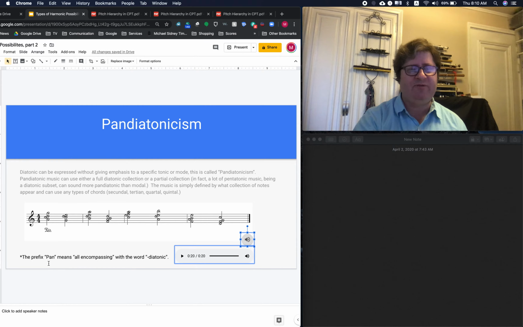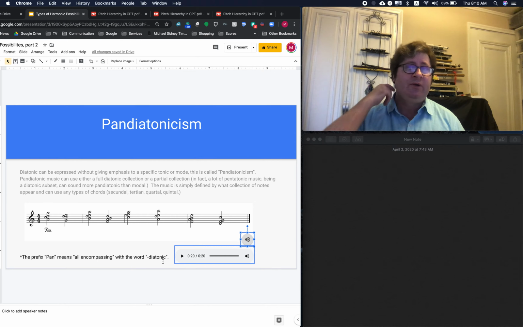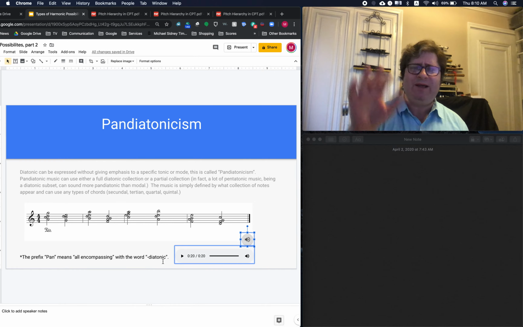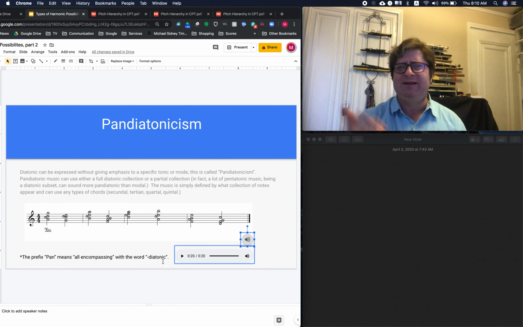Notably, the prefix pan means all-encompassing, so with the word diatonic, it means kind of like all diatonic, so all the diatonic notes. But it doesn't mean you have to use all the diatonic notes. It just means it stays in a diatonic area and doesn't define a tonic.